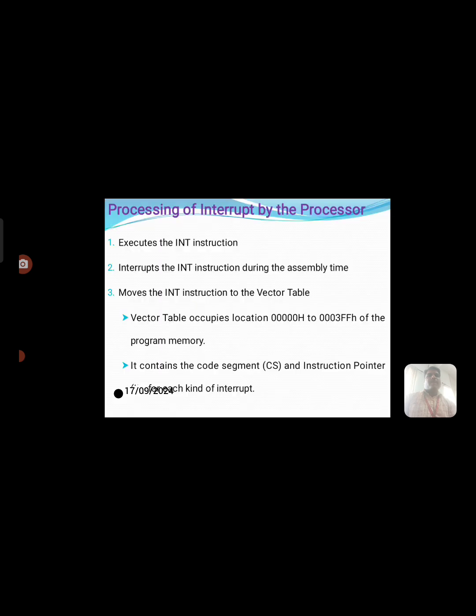Then how does the 8086 processor process an interrupt? It executes the INT instruction, and the INT instruction moves to the vector table. The vector table occupies the locations 00000H to 003FFH of the program memory. It contains the code segment and the instruction pointer for each kind of interrupt.